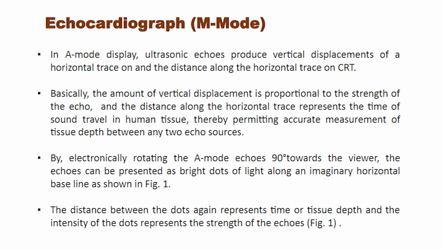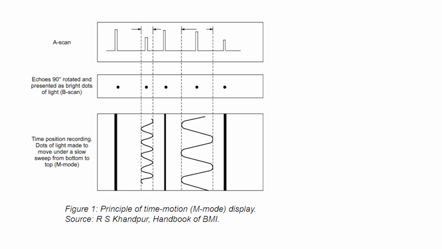By electronically rotating the A mode echoes 90° towards the viewer, the echoes can be presented as bright dots of light along an imaginary horizontal baseline as shown in figure 1. The distance between the dots again represents time or tissue depth, and the intensity of the dot represents the strength of the echoes. Figure 1 shows the principle of time motion M mode display.